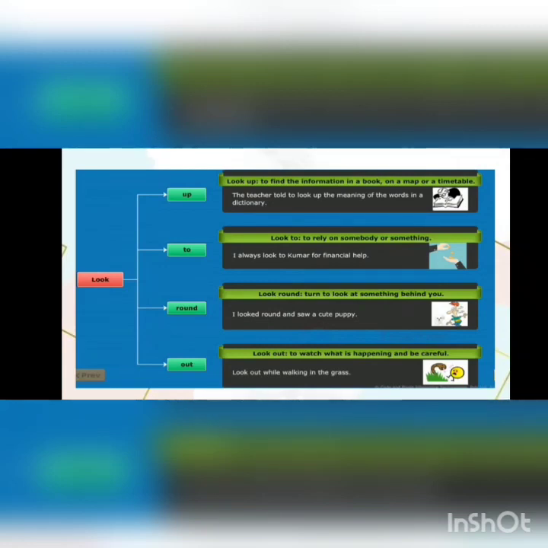And the last one is the meaning of look out. It means to watch what is happening and be careful. For example, look out while walking in the grass.